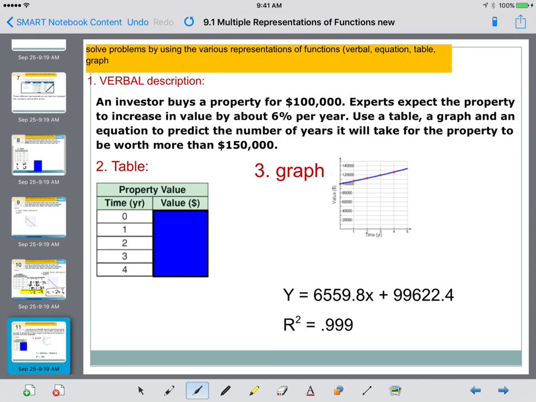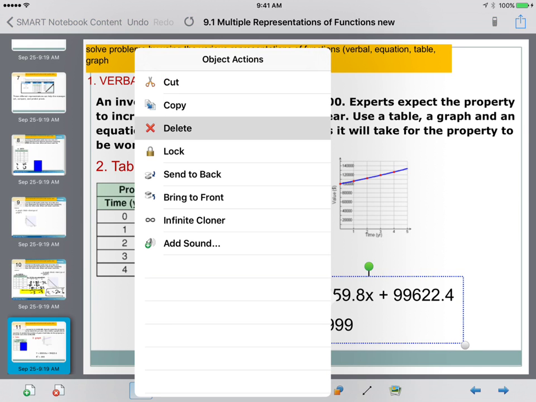Let's take a look at this example. Ignore this writing down here. This is for a different example. I'll delete it. Get it out of your way.